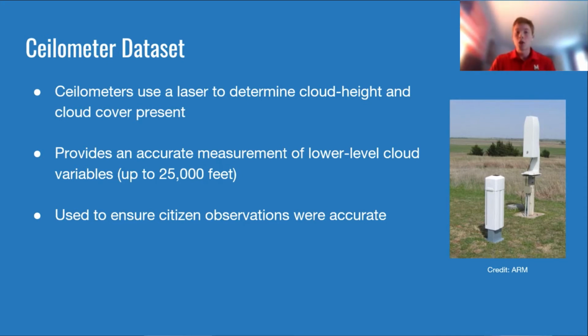So what ceilometers do, they are lasers, and they accurately measure the lower level cloud variables up to 25,000 feet. One of the things we needed to think about when using this is, say you have a scene of clouds where 100% of cloud coverage is in the mid to high altitudes. We might need to throw that case out because the ceilometer really can't accurately measure those. So that's just something we needed to have in the back of our heads when using this data.